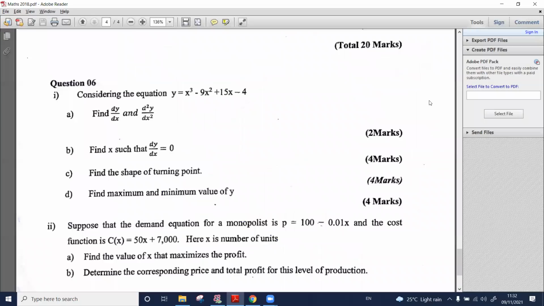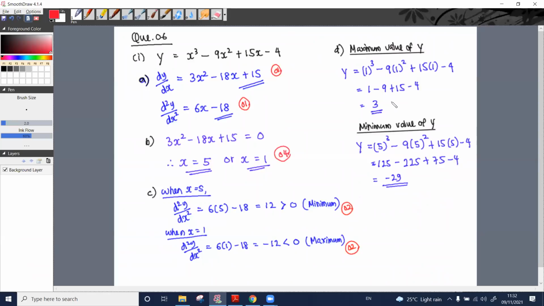Maximum value of y and minimum value of y. If you found this one correct, then give 2 marks. For this one, another 2 marks.